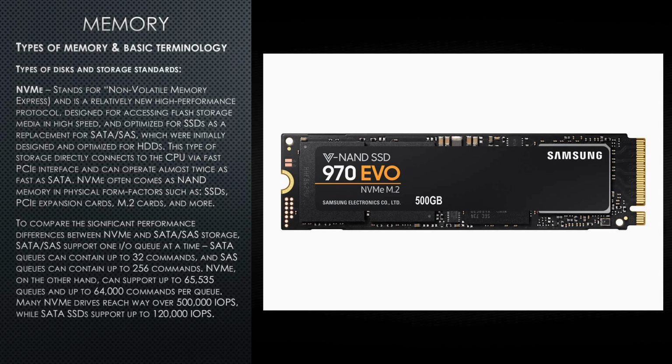Now, to compare the significant performance differences between NVMe and SATA or SAS storage, SATA and SAS support one input-output queue at a time. SATA queues can contain up to 32 commands, while SAS queues can contain up to 256 commands. NVMe, on the other hand, can support up to 65,535 queues and up to 64,000 commands per queue. Many NVMe drives reach way over 500,000 IOPS, while SATA SSDs support only up to 120,000 IOPS.